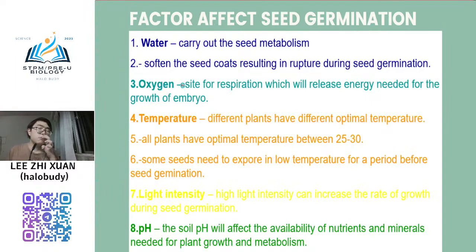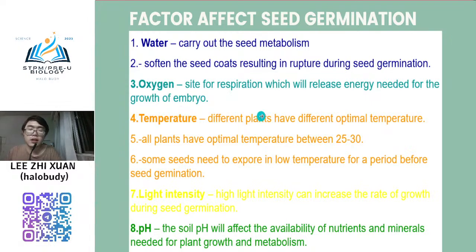And not only water, oxygen is also a key factor for seed germination, because it is the initial development of plant growth. The cells of the seed require a high amount of oxygen. At this stage, the plant will not undergo photosynthesis yet. It will undergo cellular respiration first, like humans, because it needs to increase the metabolism rate to release energy for the growth of the embryo.